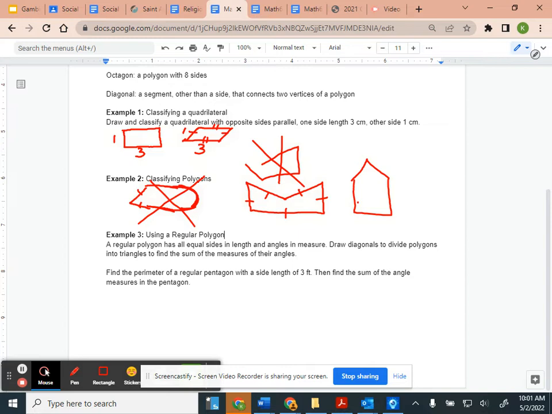So let's say we want to find the perimeter of a regular pentagon with a side length of 3 feet. It's regular, so they are all the same length. Each side is 3 feet. How can I find the perimeter? I could add all the sides up: 3 plus 3 plus 3 plus 3 plus 3. What's another way that I could get the exact same answer?